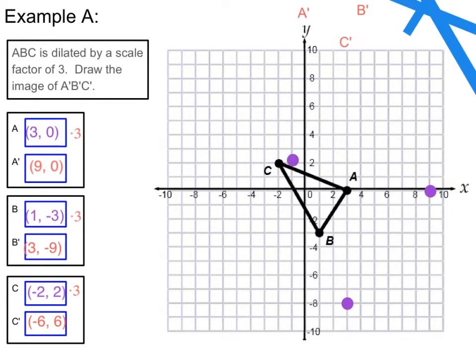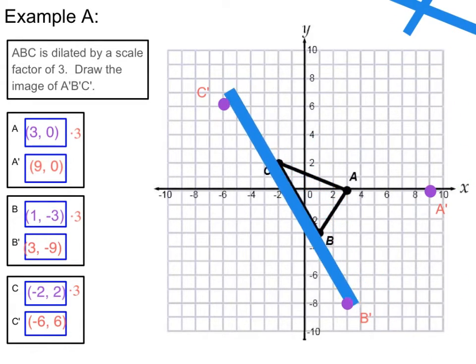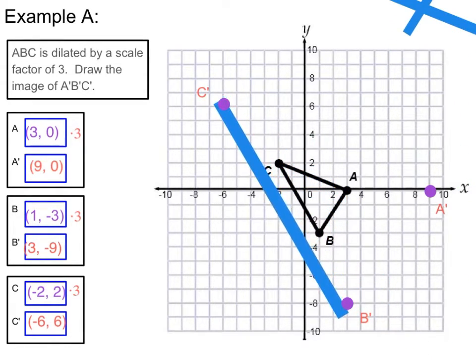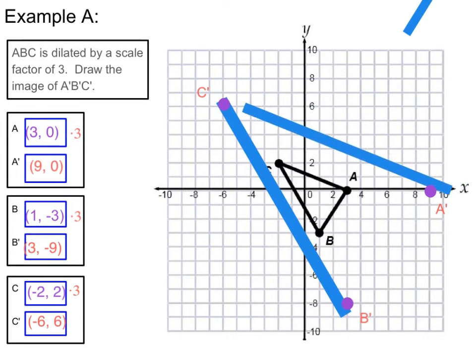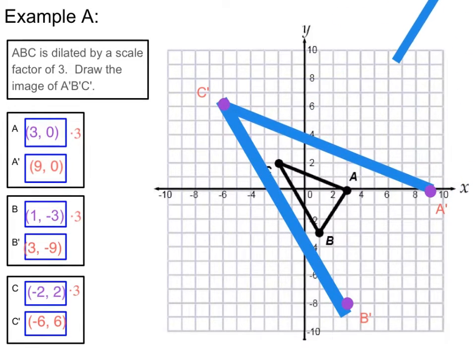I'm going to go over to negative 6 and up to positive 6. And it looks like from where my points stand, each of them is significantly further away from the origin than the originals. So I'm going to label them A prime, B prime, C prime, and I'm going to bring in my straight lines to connect them to make sure I've got myself a triangle here. And it looks like I do.